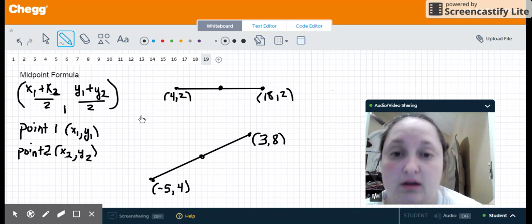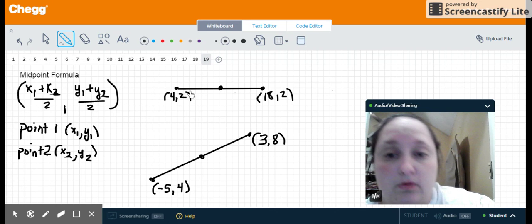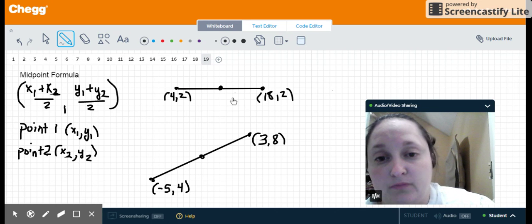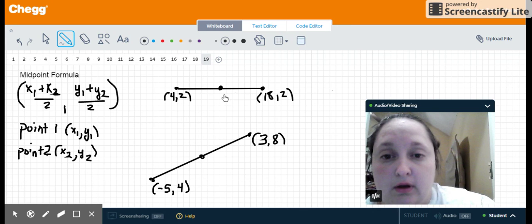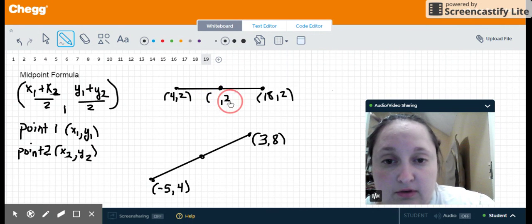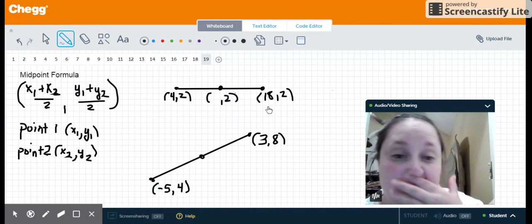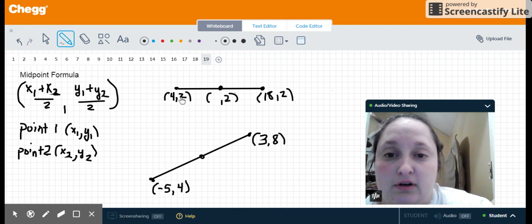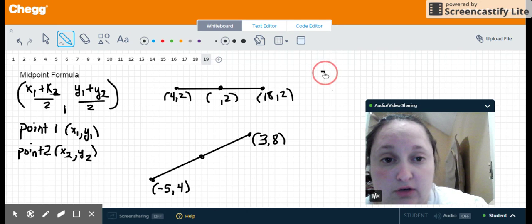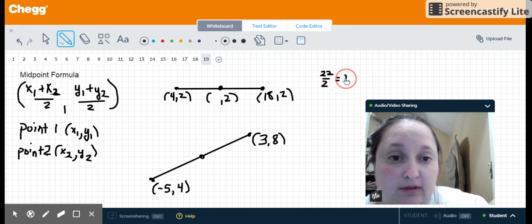So if you notice on this horizontal line, we are going to find the midpoint. Now, for the y's, we know that it's going to be 2 because this is a horizontal line at y equals 2. So everywhere along this line, y is 2. Now, we need to figure out the midpoint between 4 and 18, or the average. So if I add 4 plus 18, I get 22. And I'm going to divide that by 2. And that is going to give me 11.